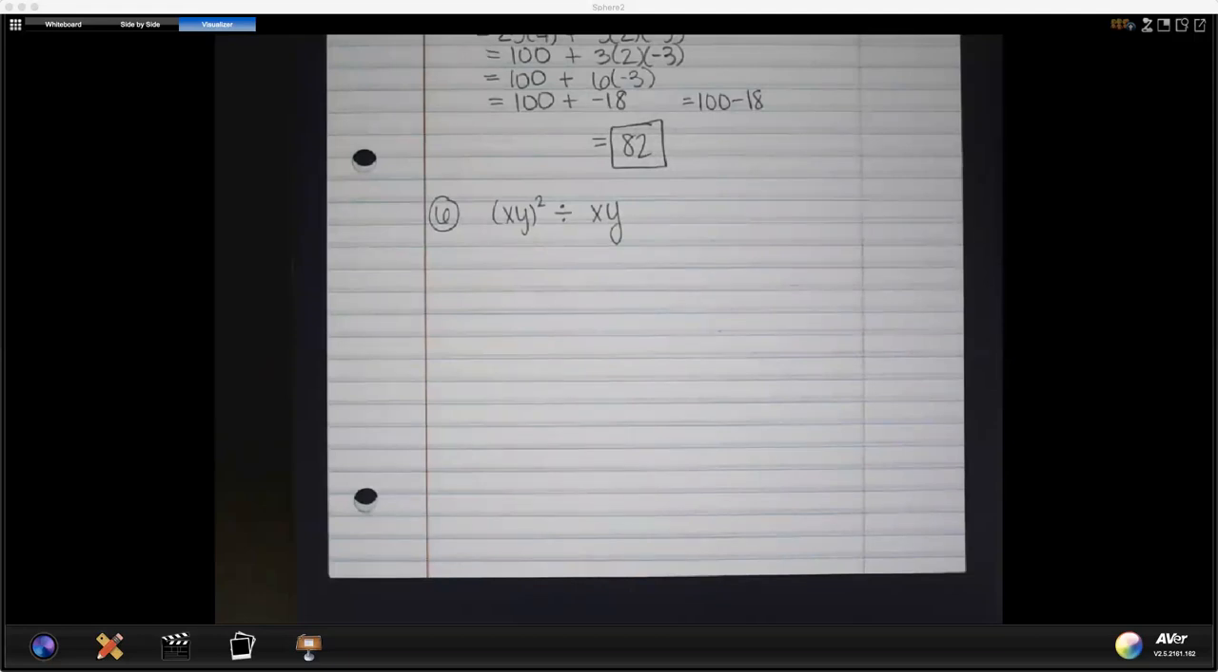Oh, yeah, that's a square. And then. Oh, I know. Why don't you look at number 3?